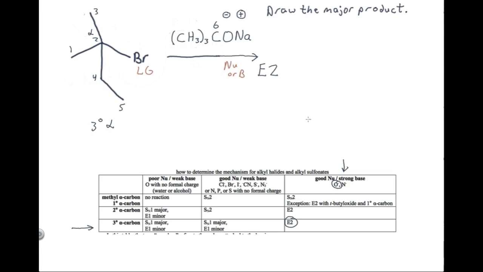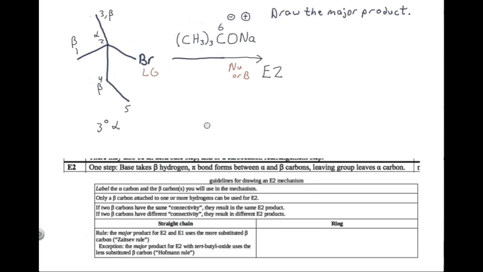So we have to identify the beta carbon that we're going to use. Again, there's 3 beta carbons. Carbon 3, carbon 1, and carbon 4 are all beta carbons. We have to decide which one to use. We're not going to use all of them because the problem asked for the major product. We have to decide which is the more and less substituted beta carbon. Well, carbon 3 is a primary beta carbon. Carbon 1 is another primary beta carbon, and carbon 4 is a secondary beta carbon.